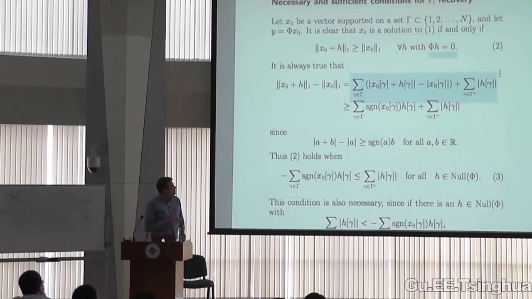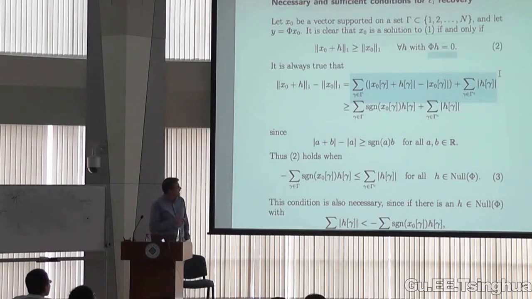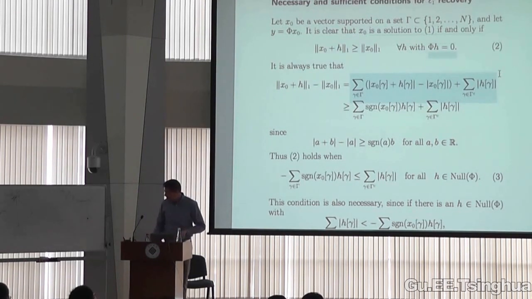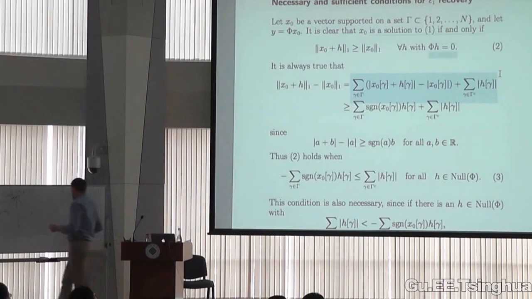Then we can say something very easy about this complicated thing here. We can replace it by the sign of x naught times h. That comes from the fact that if I have two real numbers, a and b, and I look at the magnitude of their sum, that's greater than or equal to the magnitude of a plus the sign of a times b. It's a simple identity.